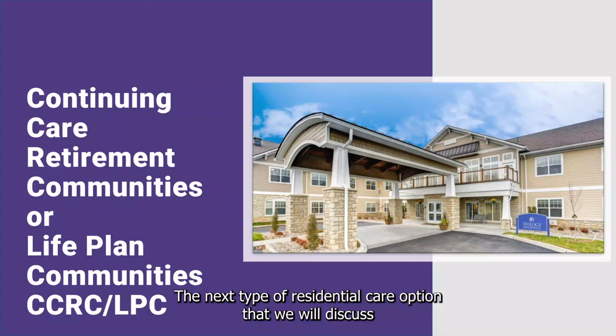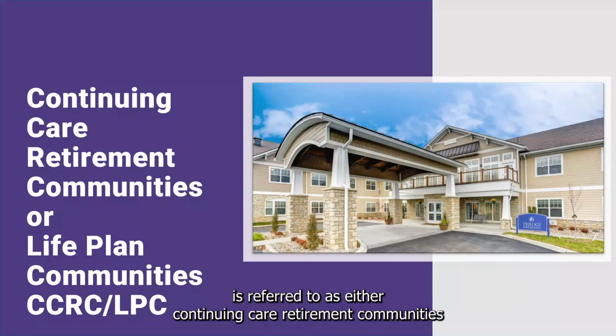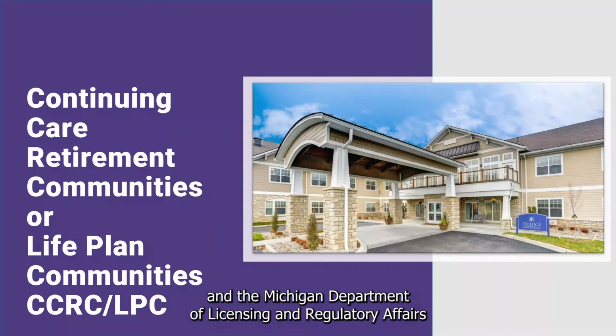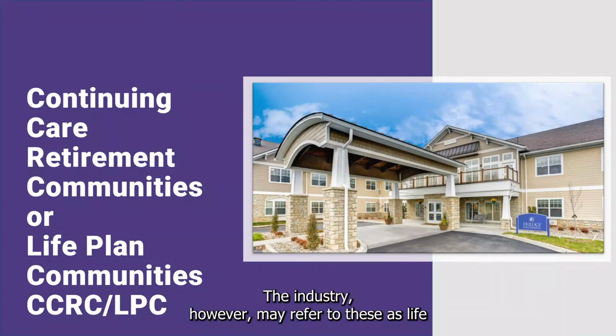The next type of residential care option that we will discuss is referred to as either continuing care retirement communities or life plan communities. The applicable statute that covers these communities and the Michigan Department of Licensing and Regulatory Affairs refer to these communities as continuing care retirement communities. The industry, however, may refer to these as life plan communities.